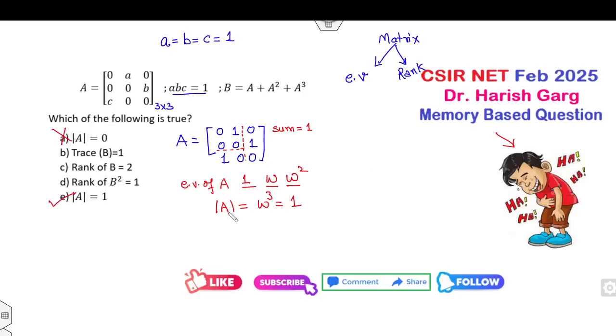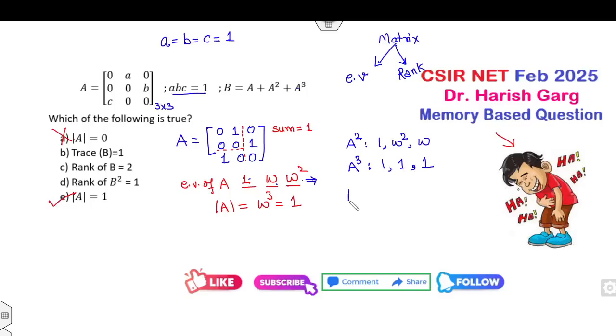Can you find the eigenvalues of A? A has eigenvalues 1, omega, omega square. The eigenvalues of A square will be 1, omega square, omega 4, and omega 4 will be omega. Can you find the eigenvalues of A cube? It's 1, omega cubed will be 1, omega 6 is also 1.